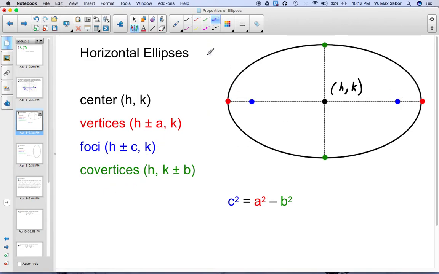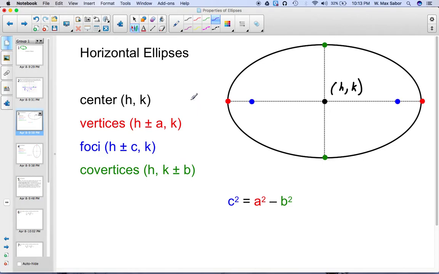The foci are here and here, so we start at h comma k and then add c or subtract c from the x coordinates. The co-vertices instead are up and down, and that's up b or down b. So you should know which letter corresponds to which thing, and you need to know that vertices and foci are along the major axis, and the co-vertices are along the minor axis.